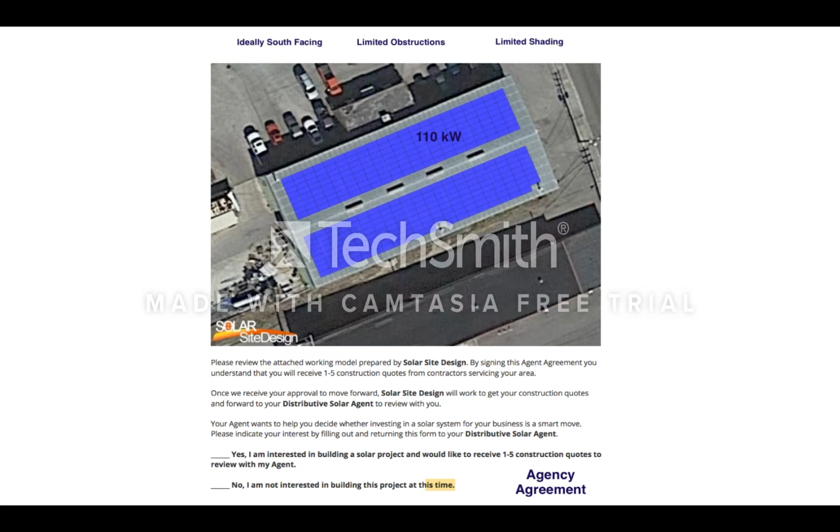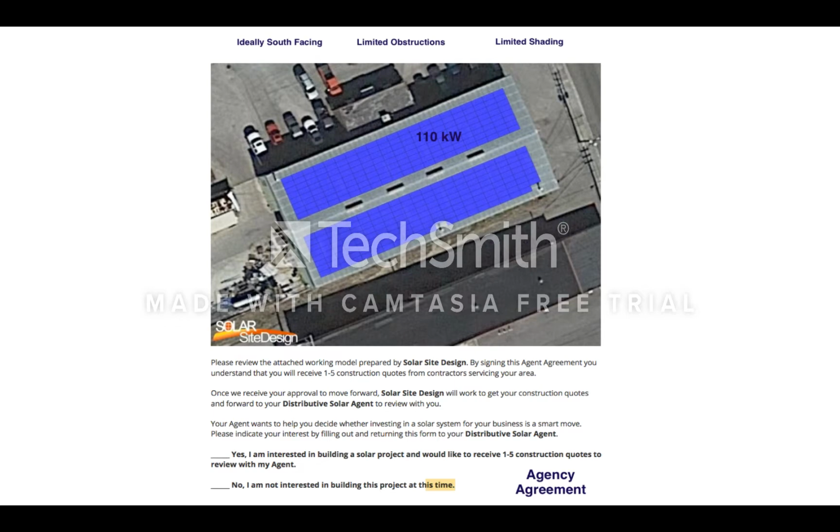Take a look at this picture and see how big the cars are compared to the rooftop, so you get an understanding of what a 110 kilowatt system is. This is a building of roughly 12,000 square feet. One final thing, as Eric was talking about the roof: if it is an older roof, that's even more of a tremendous sales opportunity for you. One of the largest commercial roofing installers in the country is part of the Solar Site Design and Distributive Solar platform, and they have a solution to replace the roof and install the solar system at the same time to save your client lots of money.